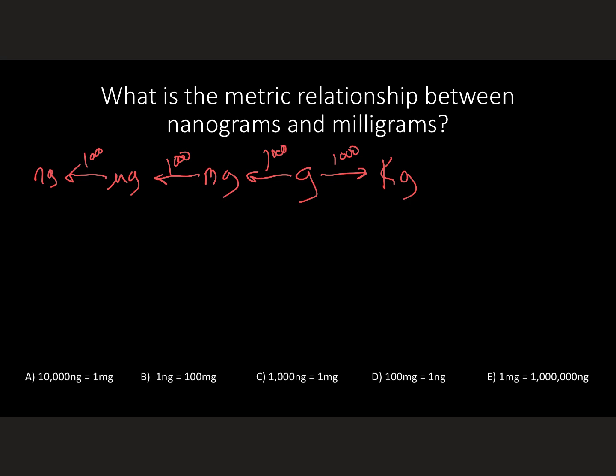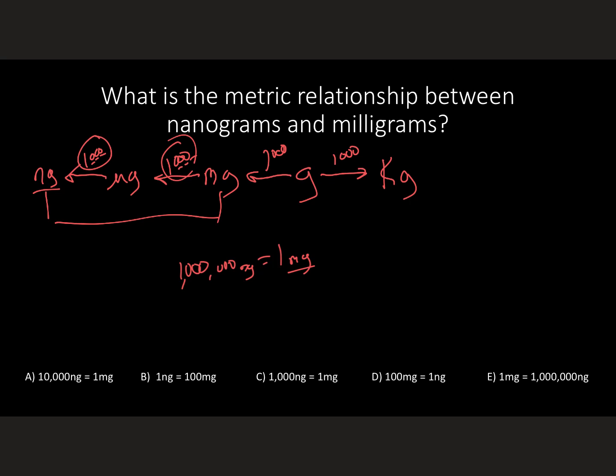So it's wanting the relationship between nanograms and milligrams. So it's 1,000,000th of a milligram. So that's how many zeros? 1, 2, 3, 4, 5, 6. So there's 1 million nanograms in 1 milligram, or one millionth of a milligram is the same thing as 1 nanogram.